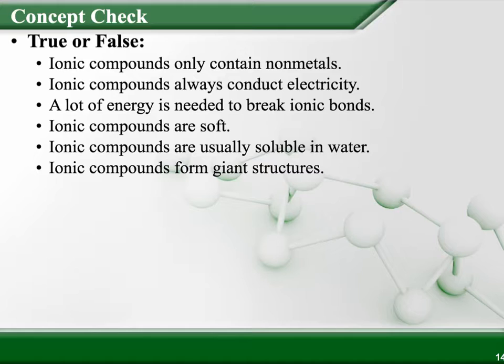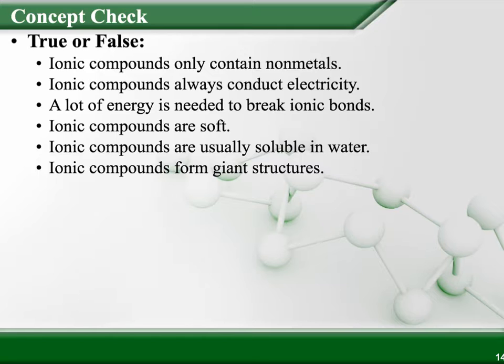And then just some true-false concept check questions. Ionic compounds only contain nonmetals. Hopefully you realize by now that they are a compound between a metal and a nonmetal, so that is false. Ionic compounds always conduct electricity. That is also false, because they only conduct electricity in their dissolved state.